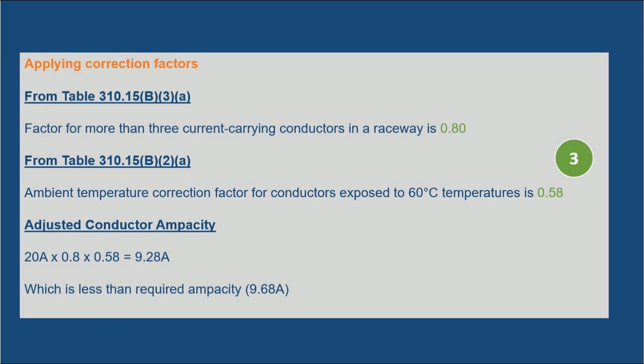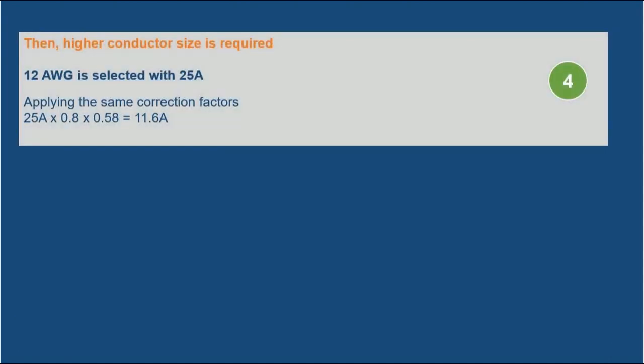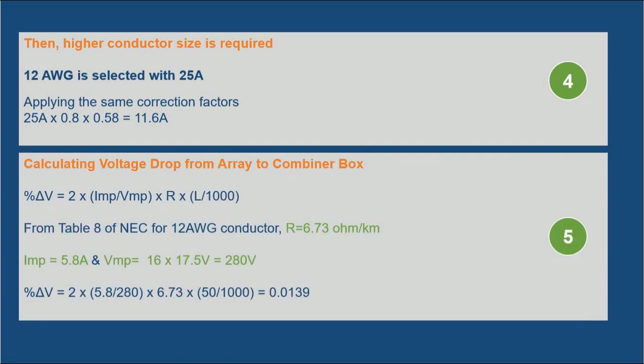So in this case we need to change the conductor to one that has a higher cross-sectional area. We select another one, which is 12 AWG, which has the capability to carry 25 amps. Applying the same factors, we see that it can carry up to 11.6, which is more than our required ampacity of 9.68.